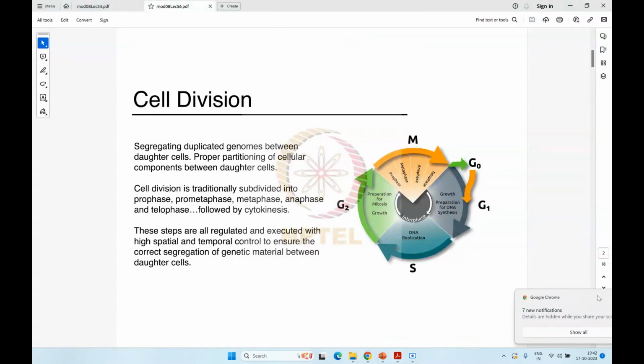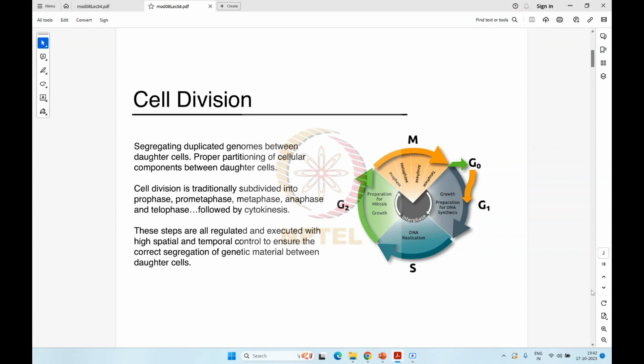Again, cell division, segregation of duplicated chromosomes. There would be equal partitioning into daughter cells if it is giving rise to two daughter cells of equal identities. There are cases in which the division results in daughter cells which are unequal.